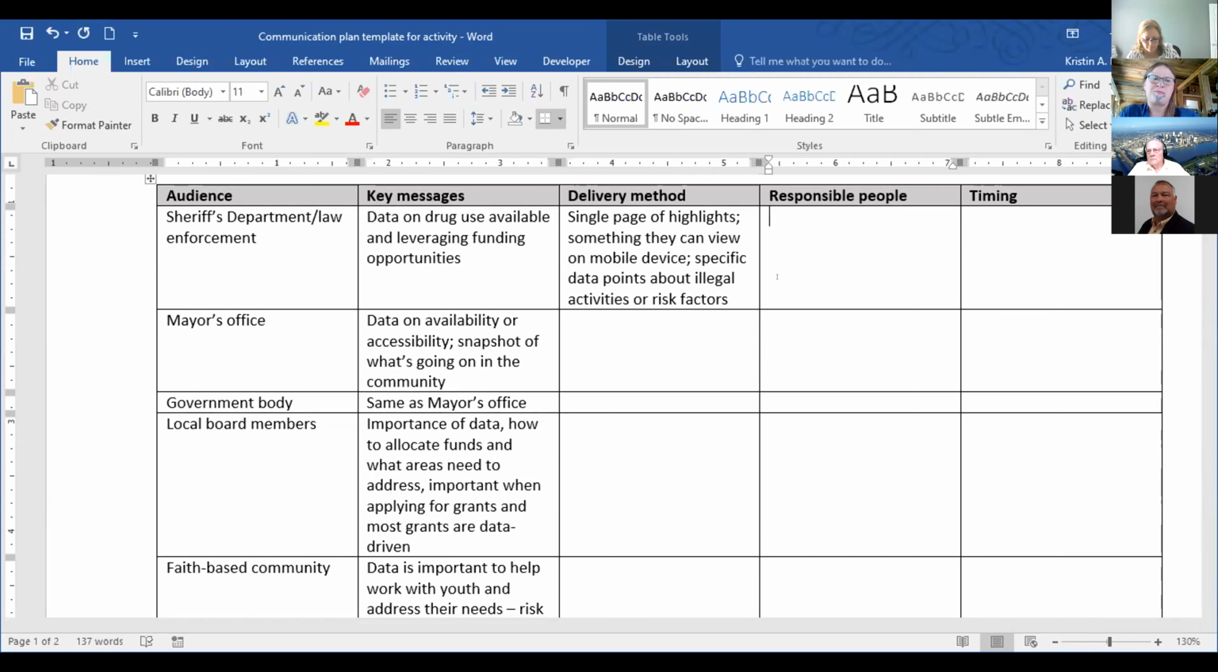You can do that a couple of ways. Usually, if you run a program, the program directors or whoever they would work with fairly consistently have that relationship built. But what always works well is, if you do have a youth coalition, you can take one of your lead youth members to actually share that information. And that works very well.